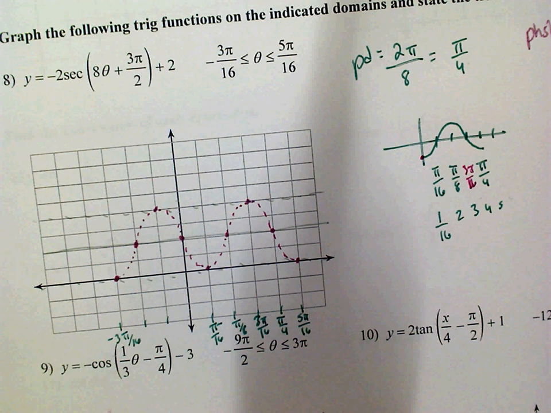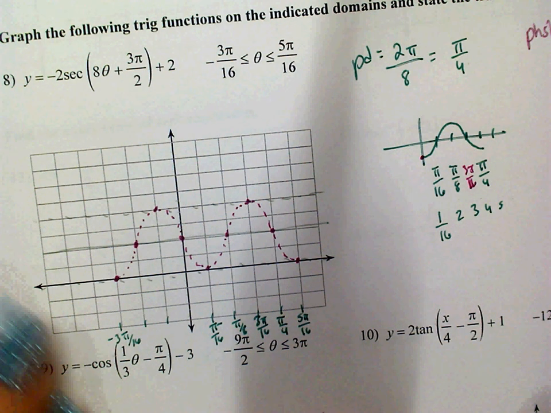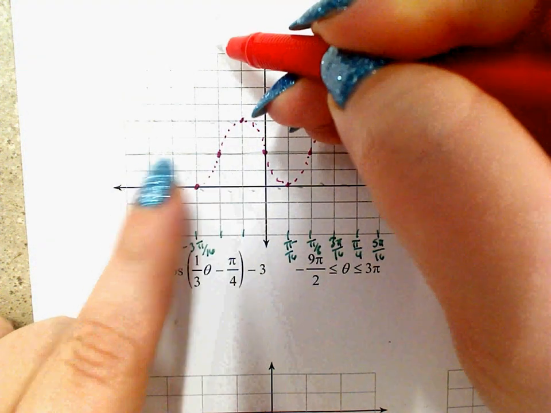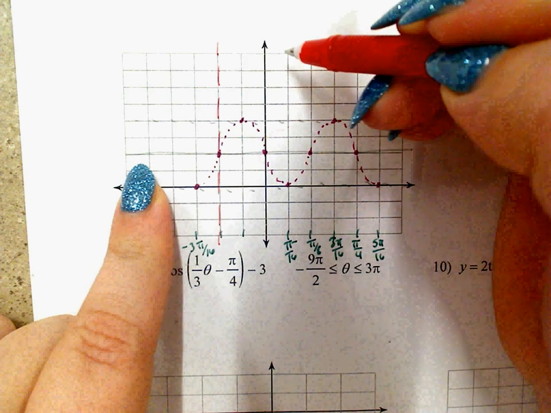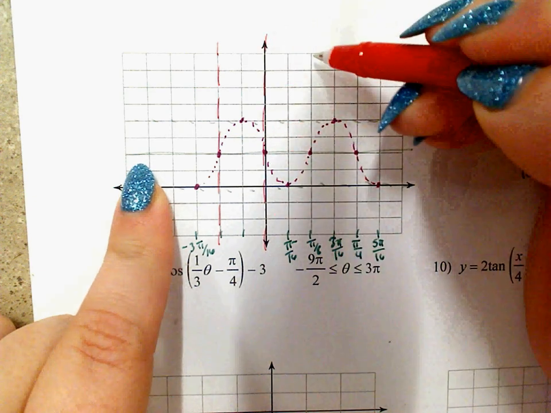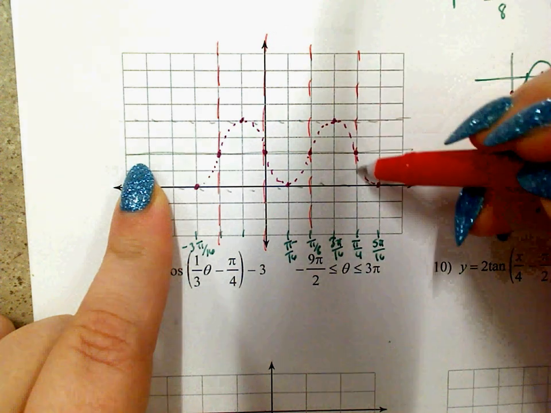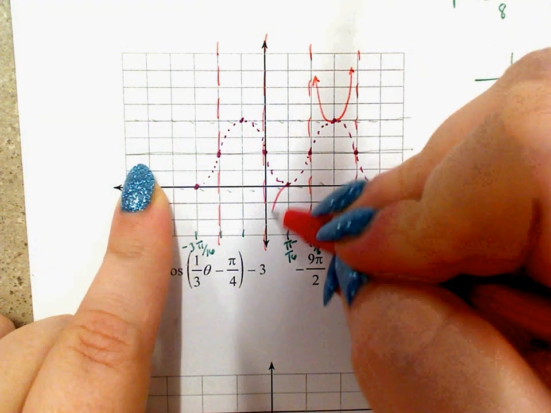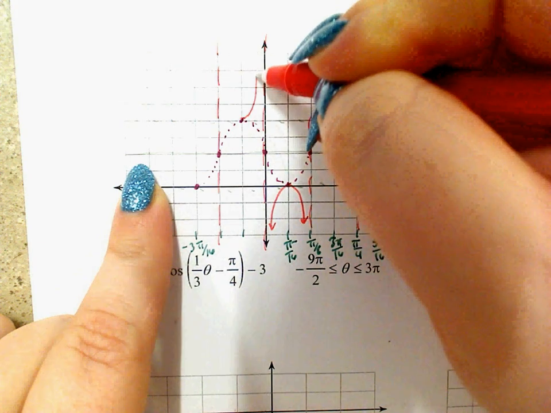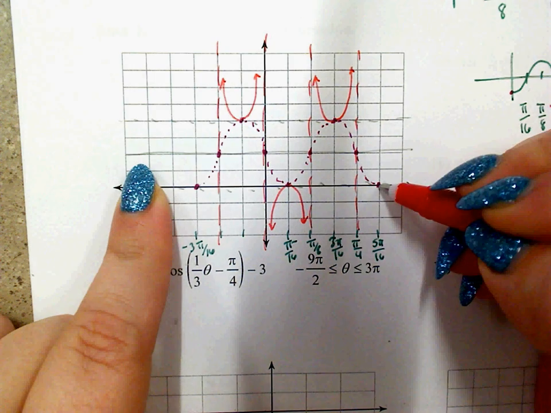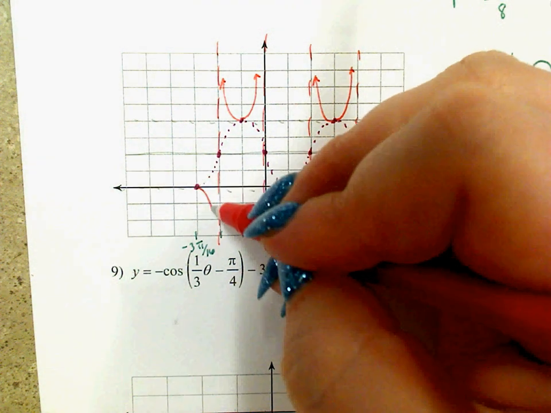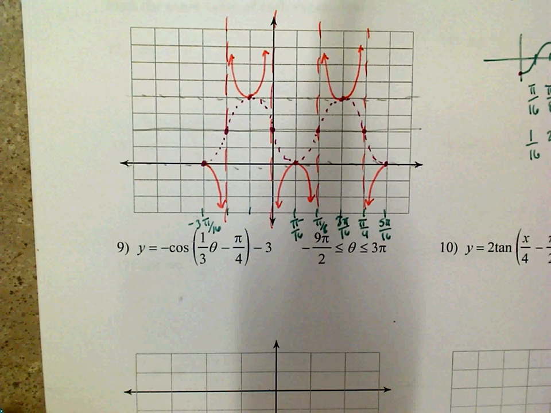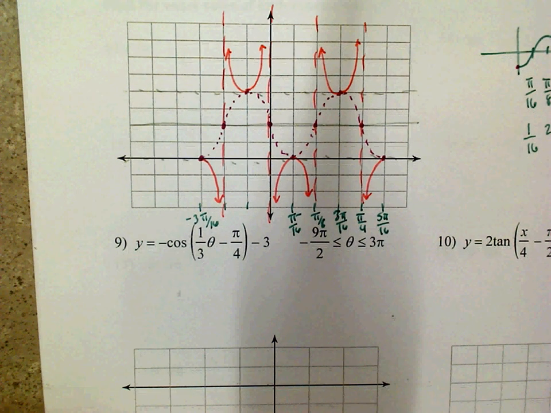Alright, so as far as the secant wave goes, I know that anytime the cosine wave hits a midline, the secant wave has a vertical asymptote. So I have vertical asymptotes here, here, here, and here. And it looks something like this. And then we've got half of one down here, and then half of one down there. And there is my answer. Okay, so that is number 8.